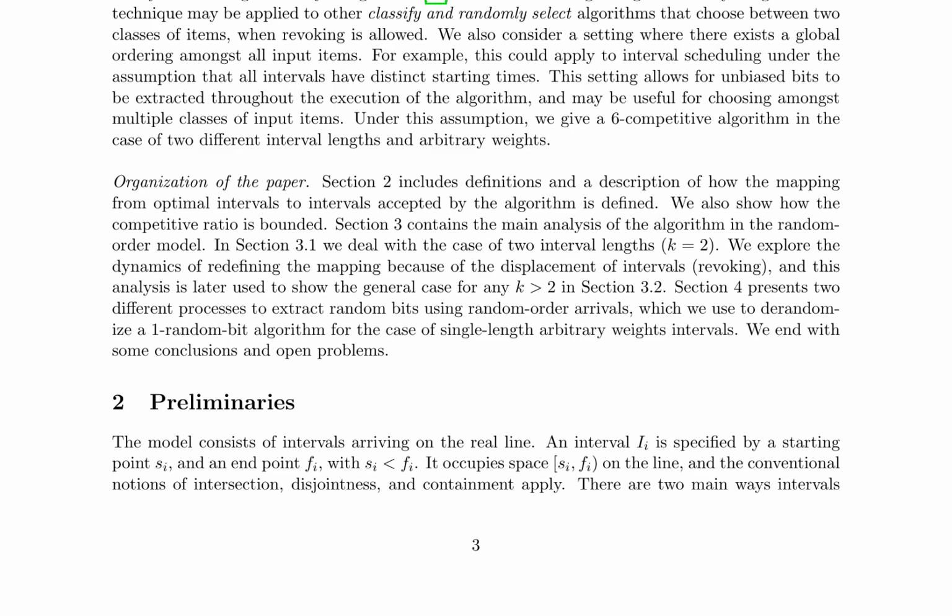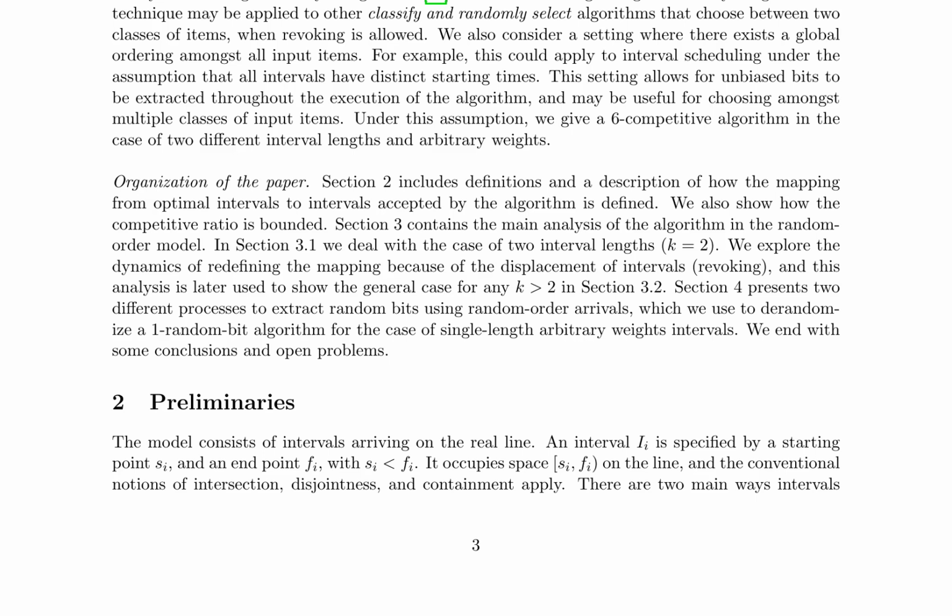The paper is organized into sections, starting with definitions and a description of how the mapping from optimal intervals to intervals accepted by the algorithm is defined. The main analysis of the algorithm in the random order model is presented in section 3, where the authors deal with the case of 2 interval lengths and later extend it to any k greater than 2.